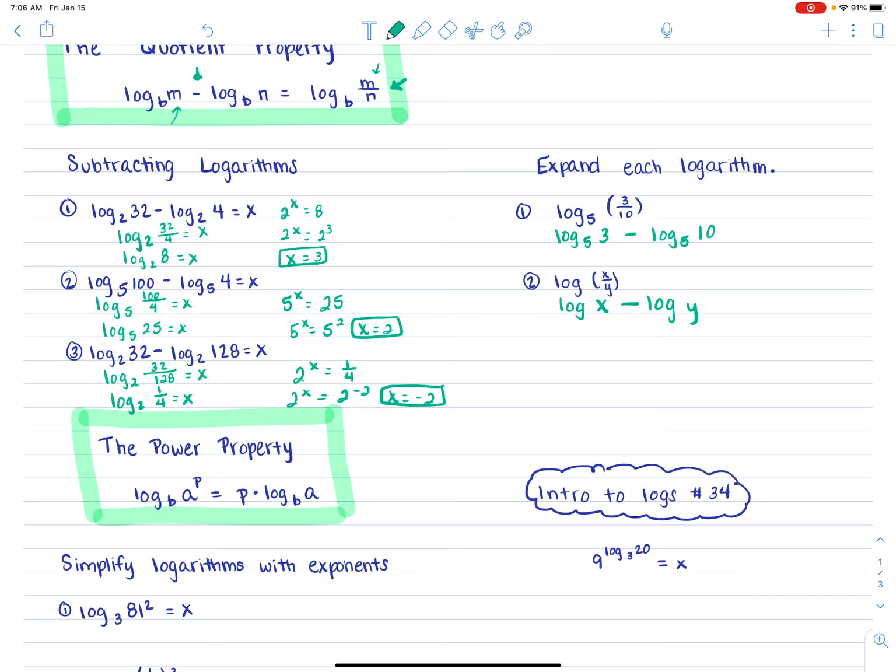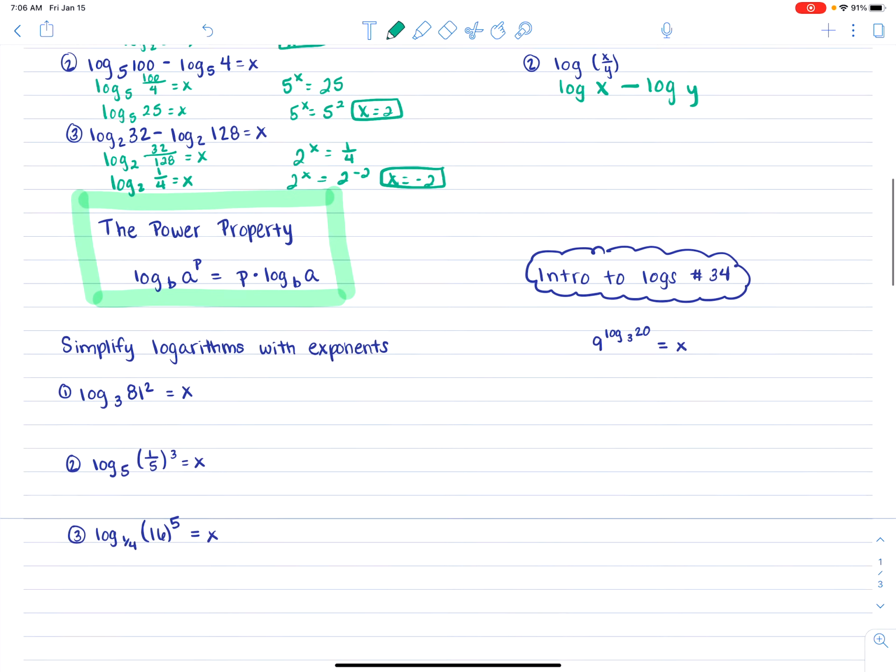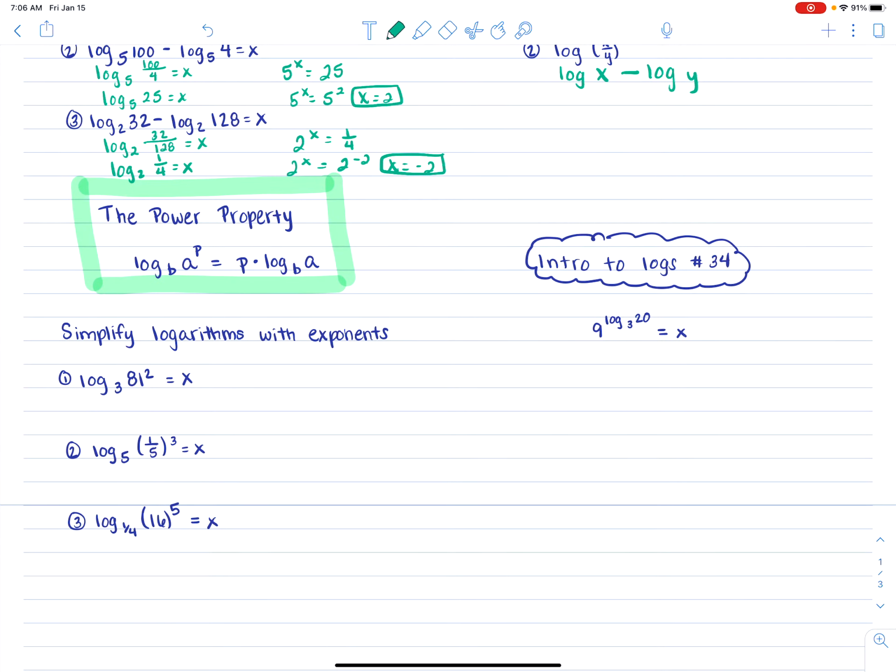All right, last property is the power property. The power property says that if you have log base b of a raised to the p power, if you have a power on that number, you could pull it down in front and say that it's really p times that log value. So for example, if I have log base 3 of 81 squared, I could do 81 squared and then try to solve from there, but that's just a huge number. So instead I can take this power, I can pull it down in front and say that's the same as 2 times log base 3 of 81 equal x.